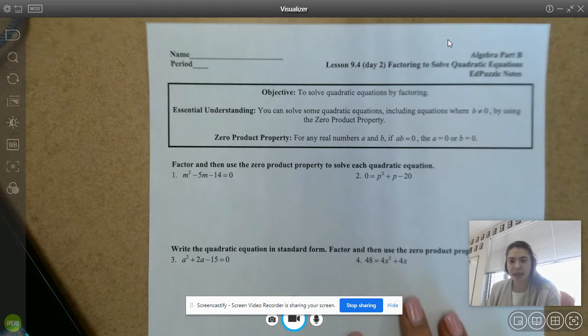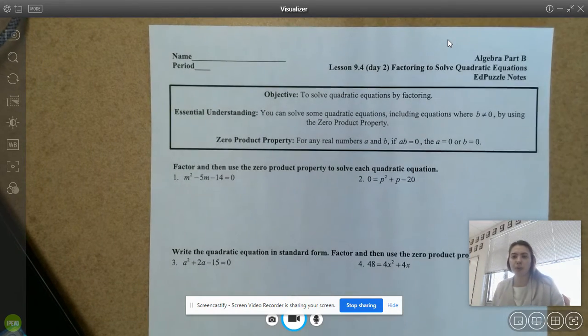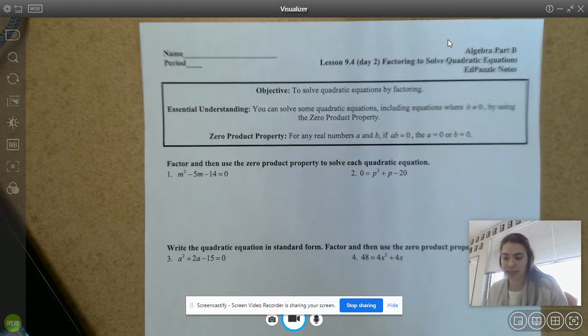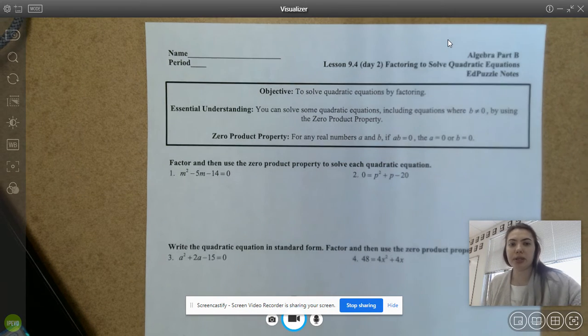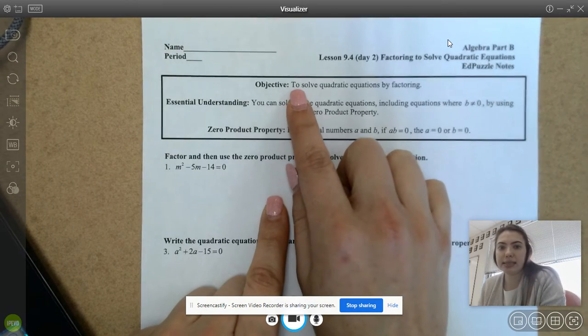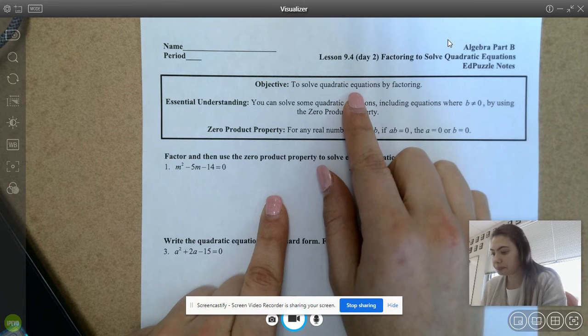It is Tuesday afternoon, and today we are talking about lesson 9.4, day 2, factoring to solve quadratic equations. And these are your EdPuzzle notes for tonight. A few things that we are going to touch base upon for today: our objective for tonight's video and today's lesson is to solve quadratic equations by factoring.